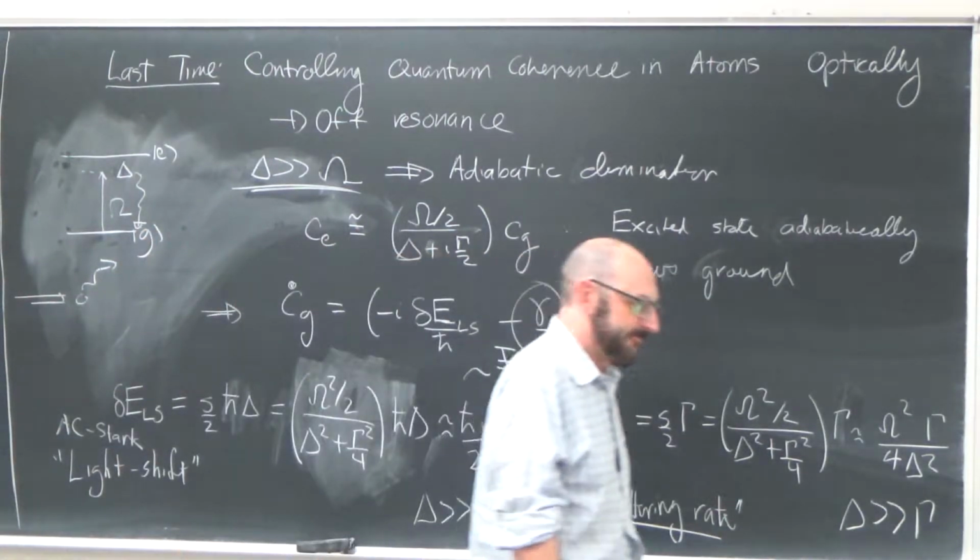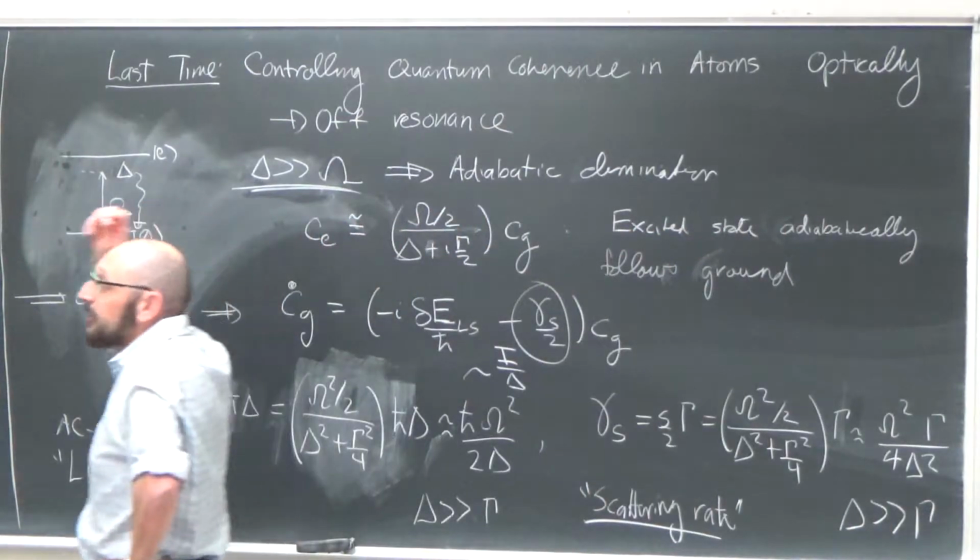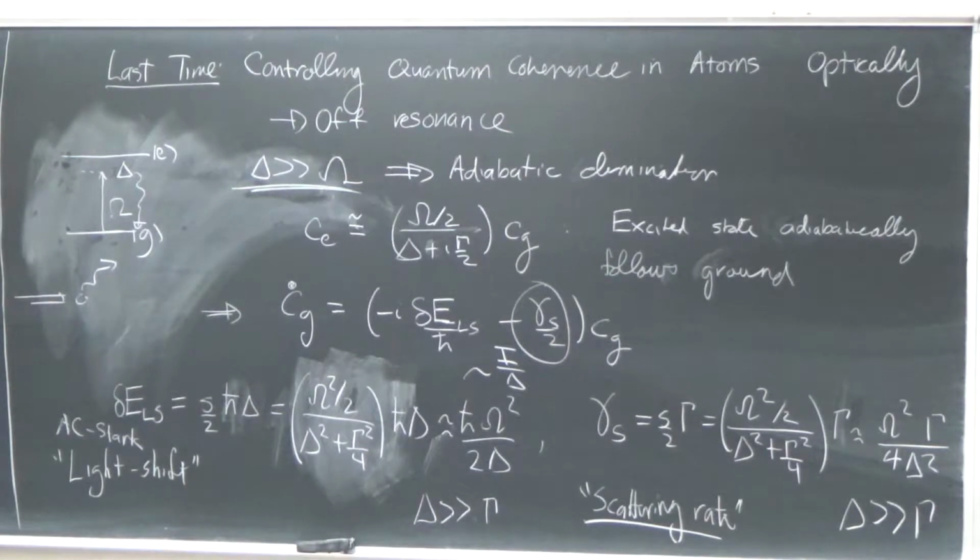Will the emitted photon differ from the incoming photon by the Stark shift? You mean in terms of the frequency? No, it will be elastic. It will be a delta. It will be exactly at that frequency.